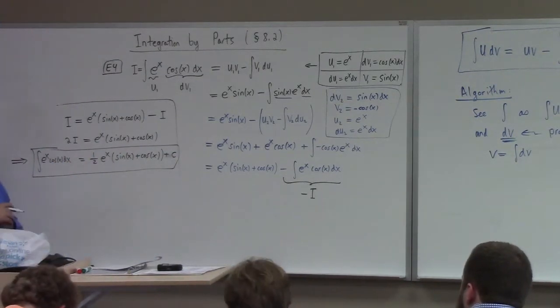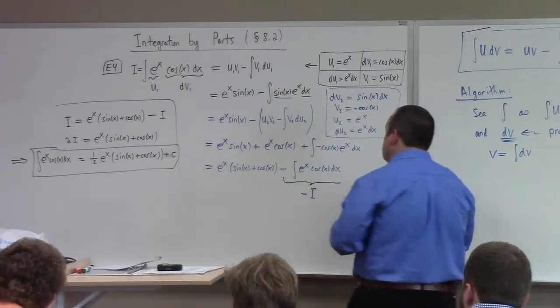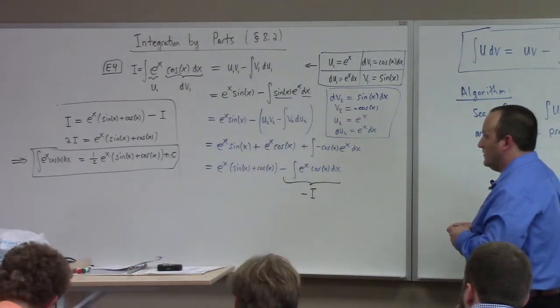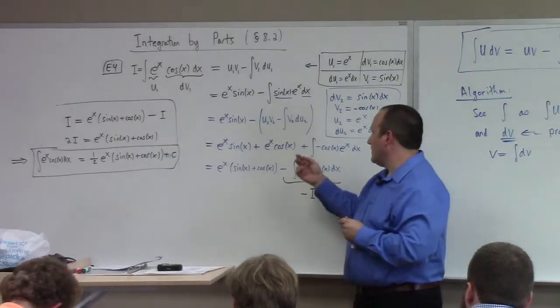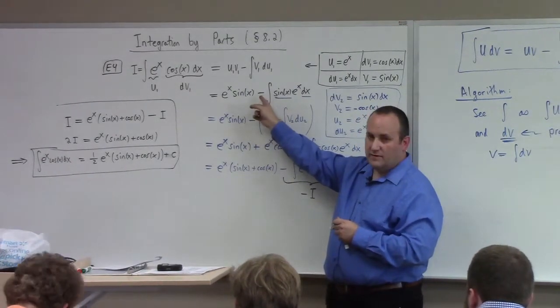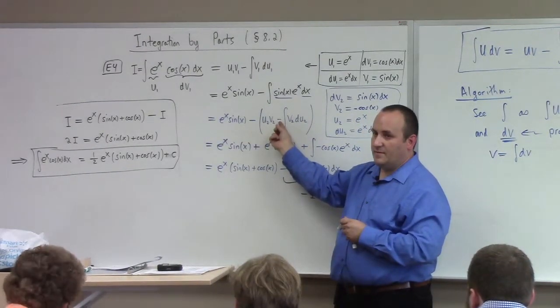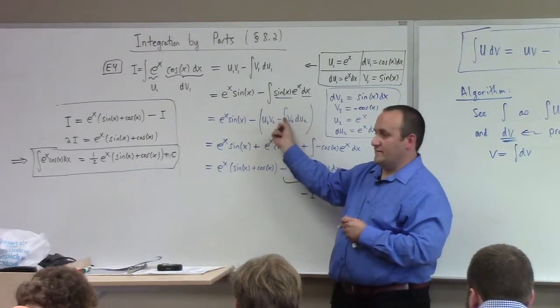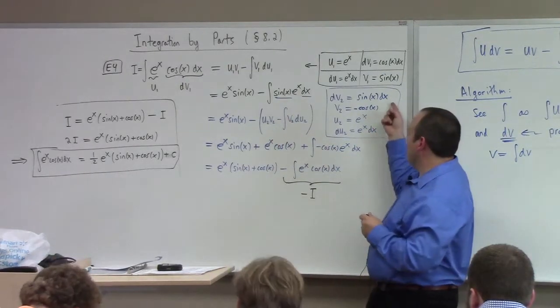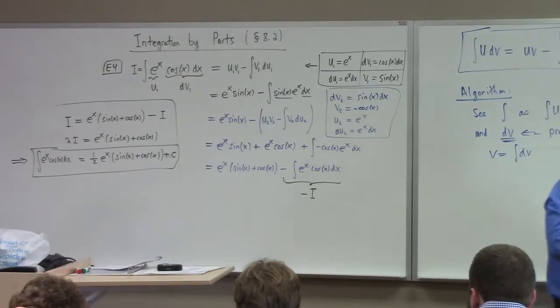This is what I call looping. Yes? Isn't it minus the negative cosine, so should it be plus s? Well, there's three minuses. There's the minus that came from the original integration by parts, and there's the minus that's in the integration by parts 2 formula, and then there's the third minus from the integration of sine.